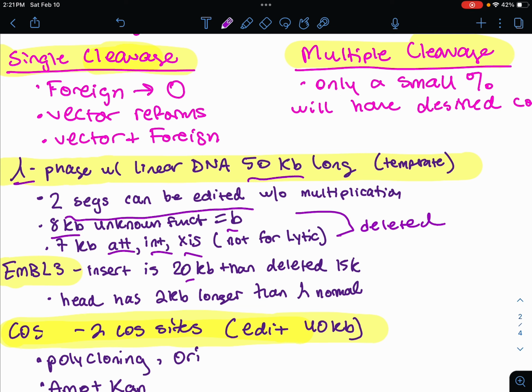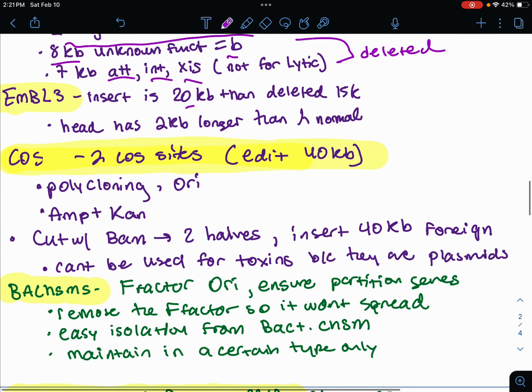However, we have this EMBL3 that we could insert 20 kb in that space of 15 kb. So the head of the lambda phage can be packaged with a piece of DNA that's slightly longer, about 2 kb, than the length of the normal lambda DNA. This is very useful. More about the lambda phage.